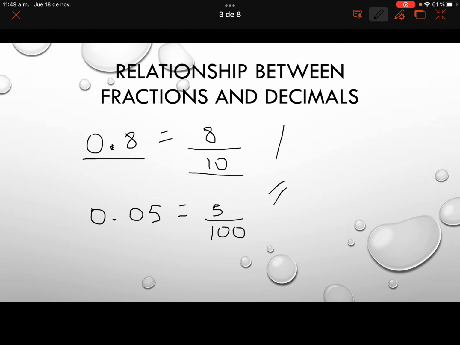Okay, then the last example to analyze the relationship between fractions and decimals. Let's check this decimal number. The pronunciation for this number is 3 thousandths, and in fraction form, it is 3 thousandths. Exactly the same pronunciation, because there is a relationship between fractions and decimals.